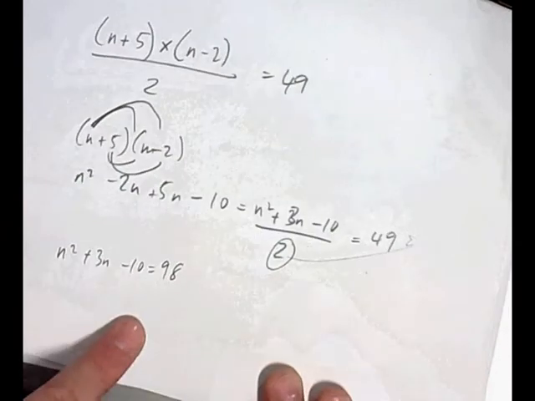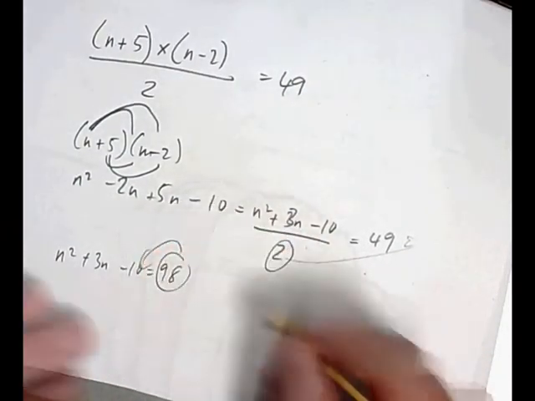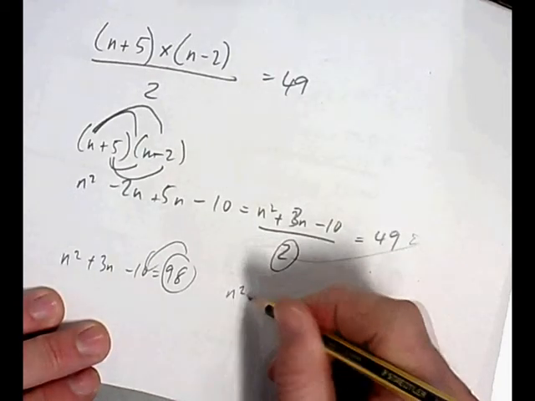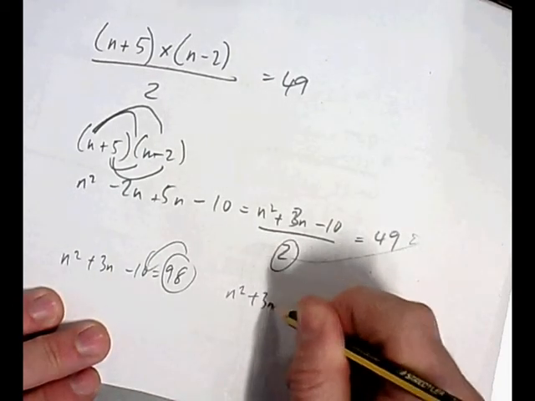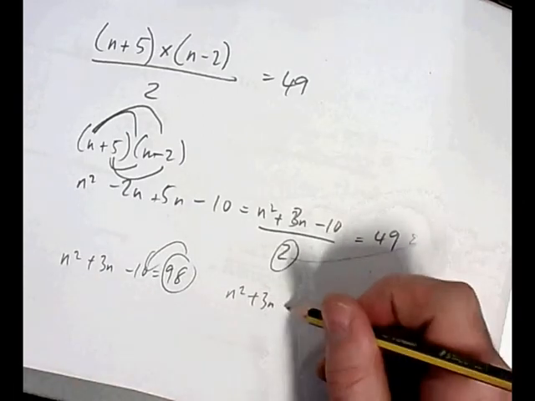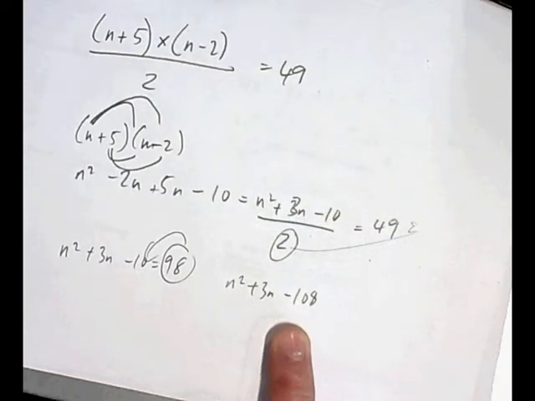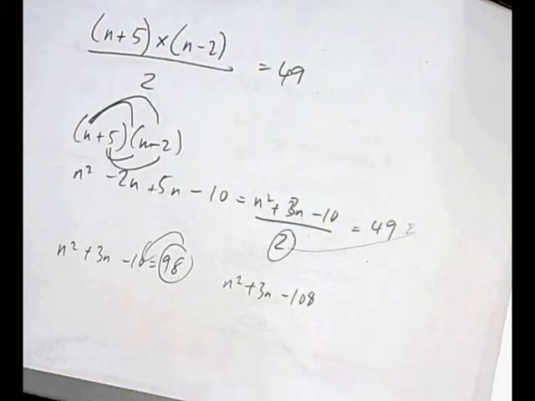This turns it into an equation from before. I'm going to take that 98 and take it to the other side. So we have n squared plus 3n minus 10, take away another 98, is minus 108. I'm already thinking about the 12 times table when I see that. Okay, or something like that, 12 times table, something like that.